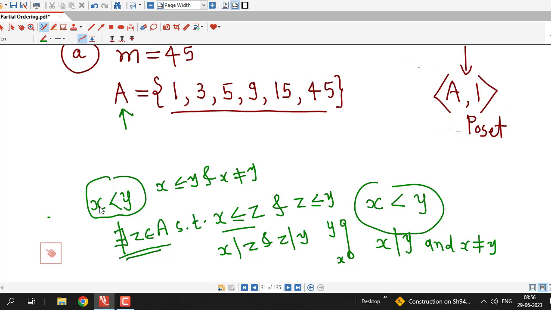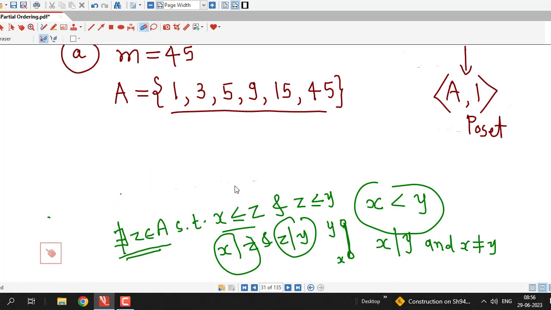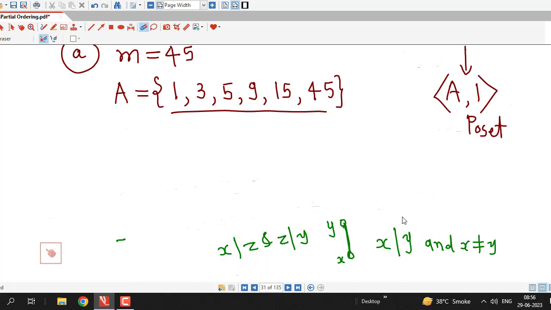Element y is a cover of x if x is related to y, x is different from y, and there is no z in the given set such that x is related to z and z is related to y. So if y covers x, then we will join them by a line segment. So first we have to decide which elements are related to which elements and which elements cover the remaining elements.